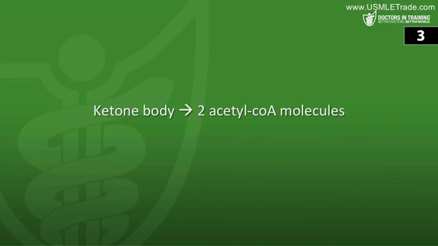Next question. How does the brain utilize ketone bodies? Well, the brain is going to metabolize ketone bodies into 2 acetyl-CoA molecules, which are then used in the TCA cycle. All right, that brings us to the end of the warm-up. Let's get to that lecture.